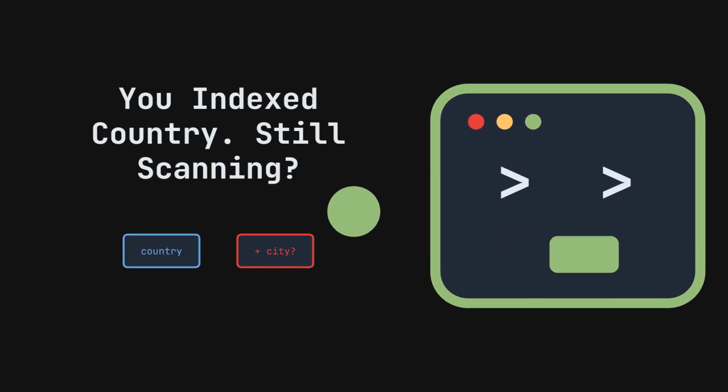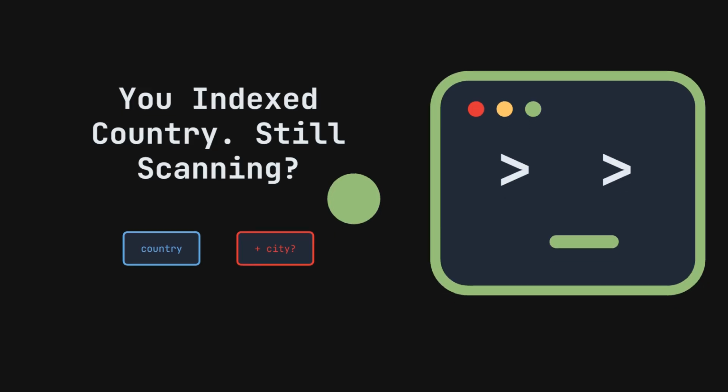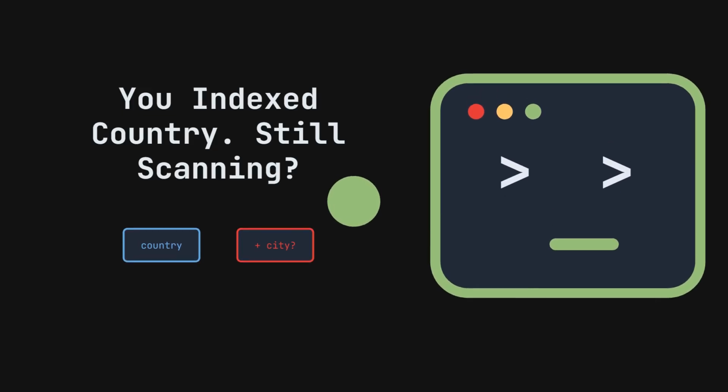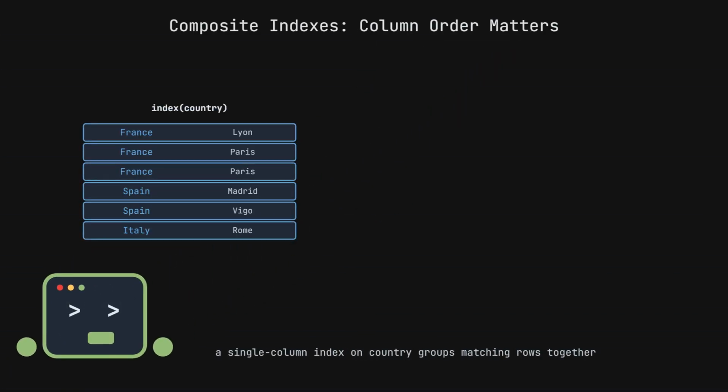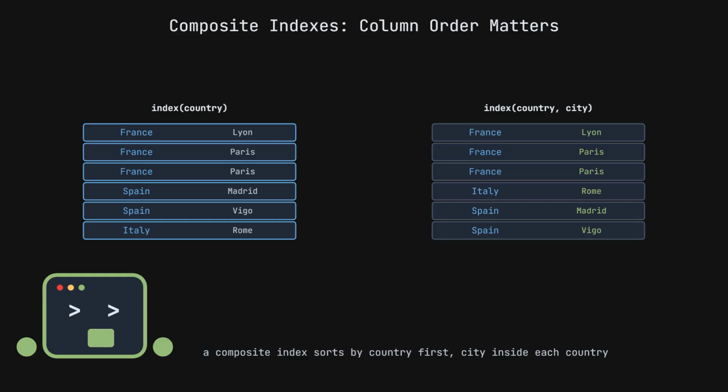You indexed country. Your query filters by country and city. Why is it still scanning? A single column index on country groups matching rows together, but within each country group, city is still totally unsorted. A composite index on country, then city sorts by country first, and sorts by city inside each country. Like a phone book, last name, then first name.